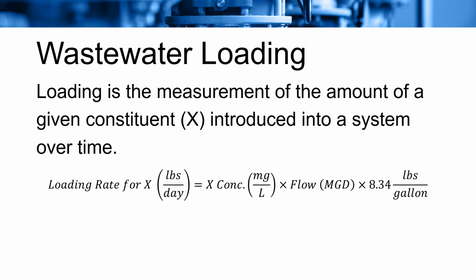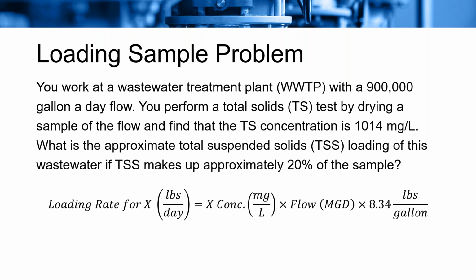So we're just going to jump straight into a sample problem, and I'm going to walk you guys through this. A typical sample problem, what you might see is, I'm going to read the problem first, and then I'll discuss the parts of it. You work at a wastewater treatment plant with a 900,000 gallon a day flow. You perform a total solids test by drawing a sample of the flow and find that the total solids concentration is 1,014 milligrams per liter. On average, they consider 1,000 milligrams per liter, so this is very close to that, so this would make sense.